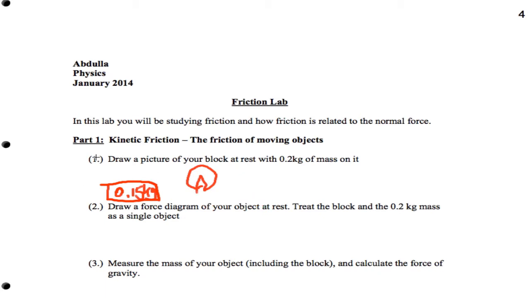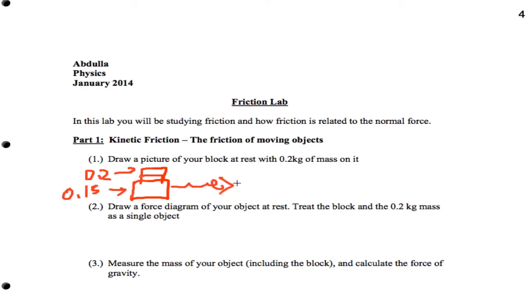So if I were to draw a picture of the system, we're going to have this block with the two little masses on it, and I want to be clear that this is going to be a total of 0.2 kilograms on top, 0.15 on the bottom. And then, of course, we're going to have this spring scale pulling it. So let's be really clear.